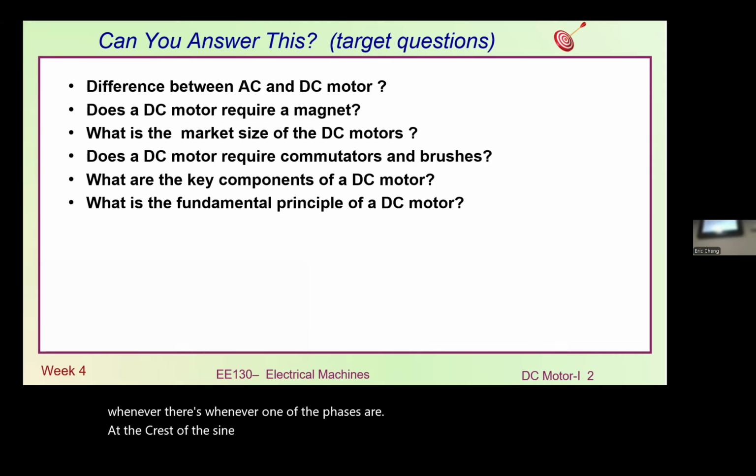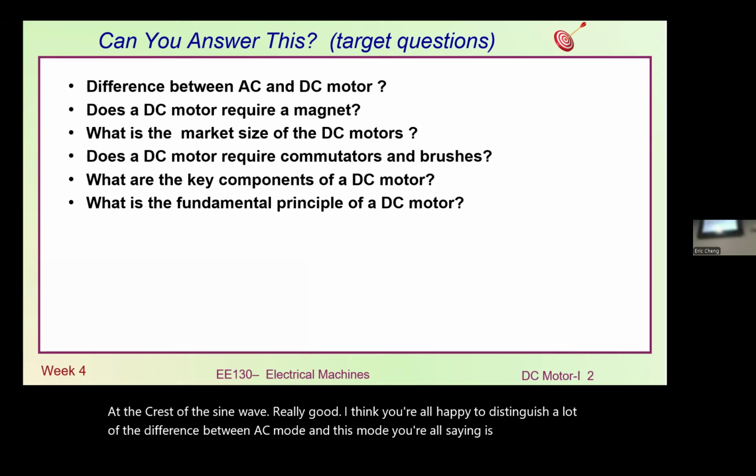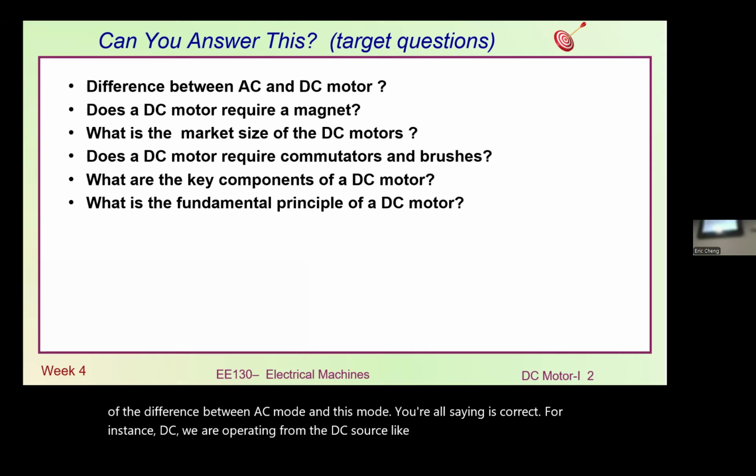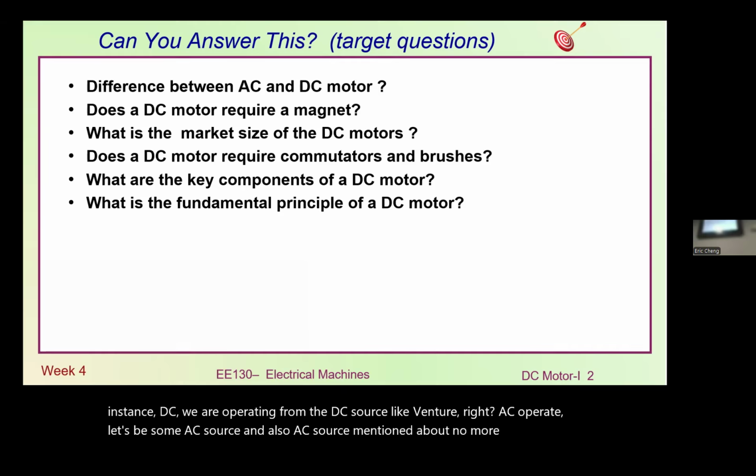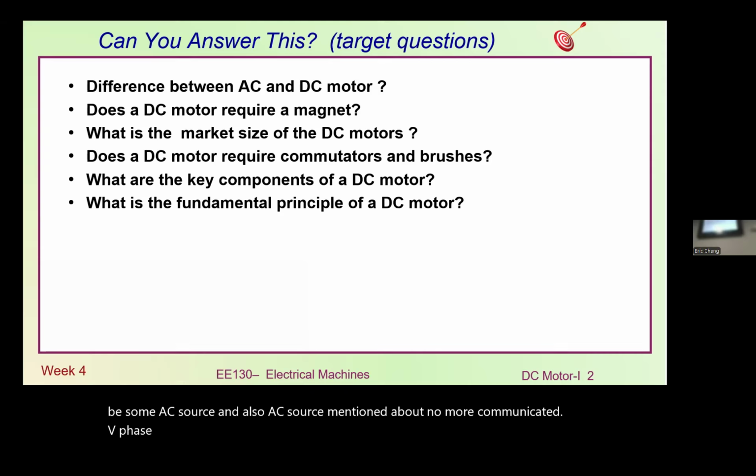Really good. I think you all helped me to distinguish a lot of the differences between AC motor and DC motor. What we all said is correct. For instance, DC can operate from a DC source, like a battery, right? AC operates from an AC source. And also the AC source, as Christian mentioned, is more complicated. We look into single phase and three-phase sine waves, how to balance them out, how to make them operate. So there's a whole thing in there.